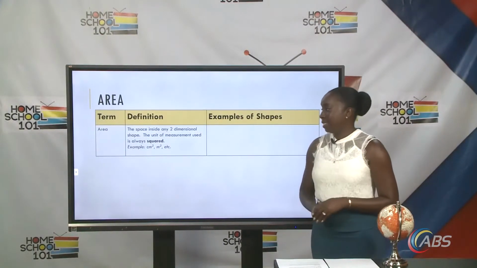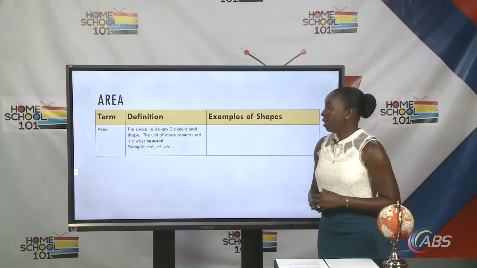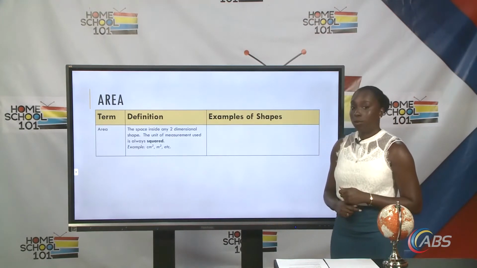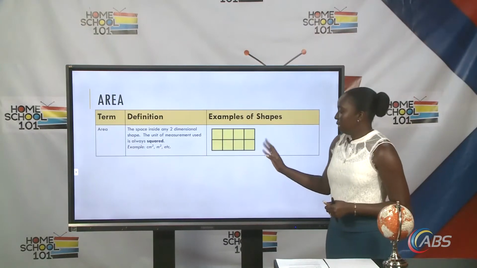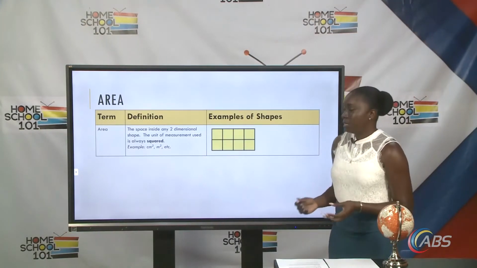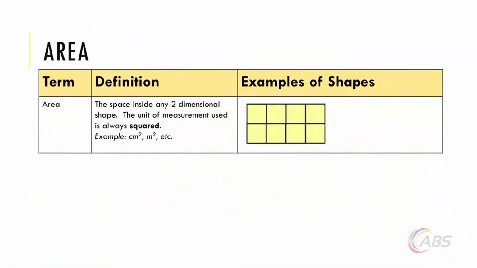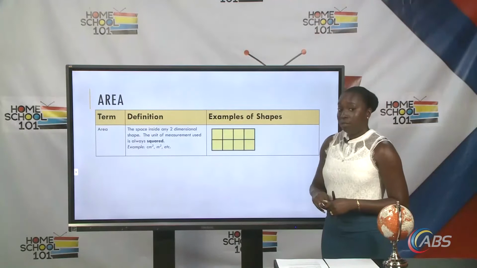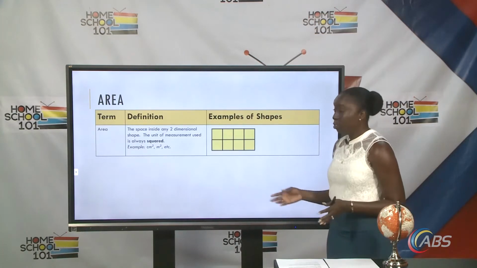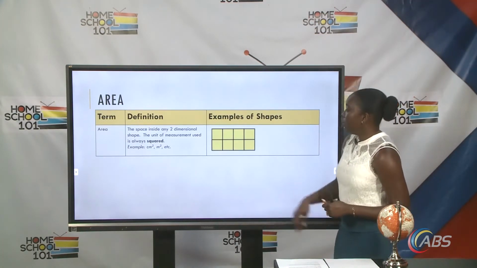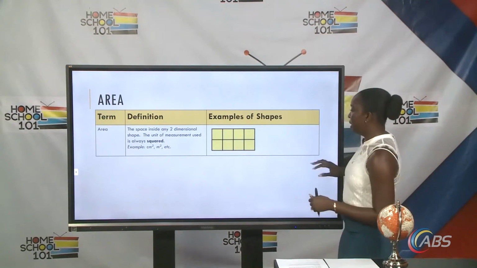Area. Area is the space inside any two-dimensional shape. The unit of measurement used is always squared. Example, centimeters squared, meters squared, etc. Right? Now notice here we have a rectangle, but this time we're talking about the space inside. And for this particular rectangle, we were able to even divide it into parts, maybe based on the measurement. So if I were to say the area of this particular rectangle, the area here would be 8 centimeters squared, if that happens to be the unit of measurement. Because if you count, there are 8 squares in this rectangle.